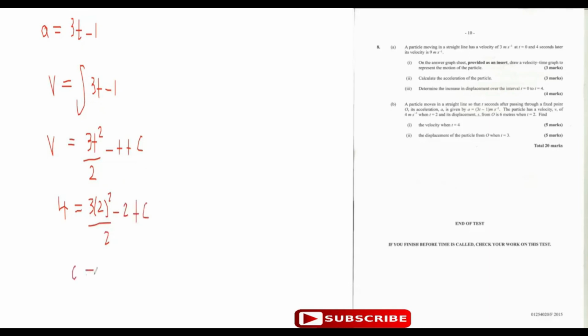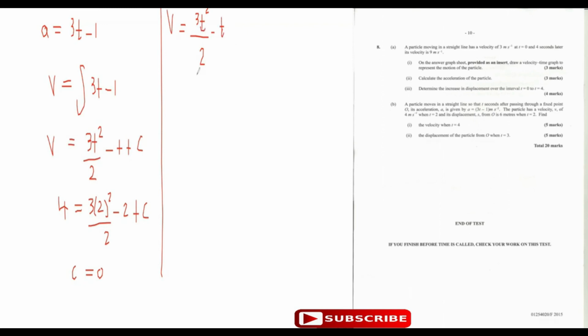So the constant c works out to be, so work that out, 3 times 2 squared divided by 2 minus 2. And so c works out to be 0. Since c is 0, that means we can write that our velocity v is just 3t squared over 2 minus t. This is the velocity, 3t squared over 2 minus t. That's the velocity. Nice and easy.